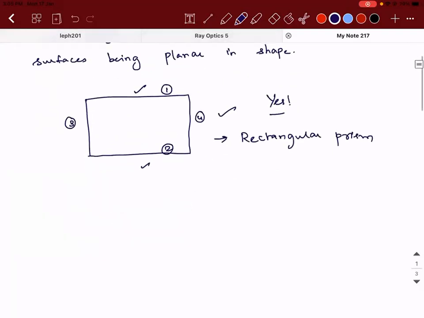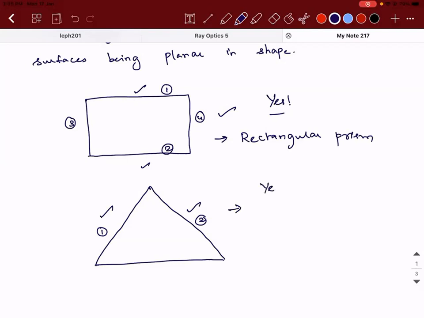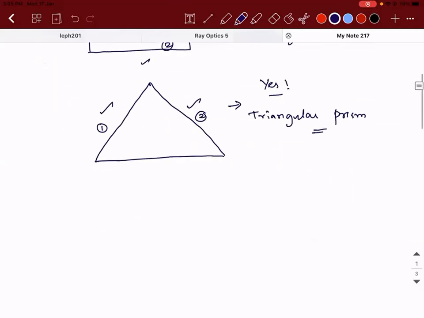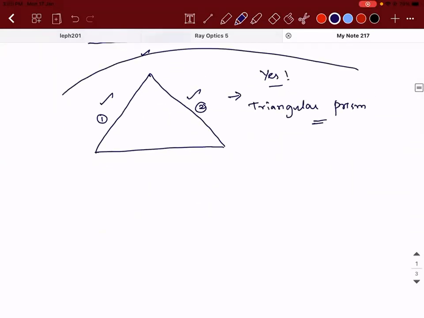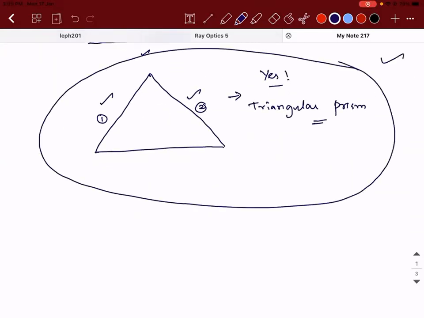Similarly, if I take a shape like this, where this side and this side both are planar in nature, this is the first refracting surface and this is the second refracting surface. Is this a prism? Again, the answer is yes. And what would be the name of this prism? It is called a triangular prism, right?